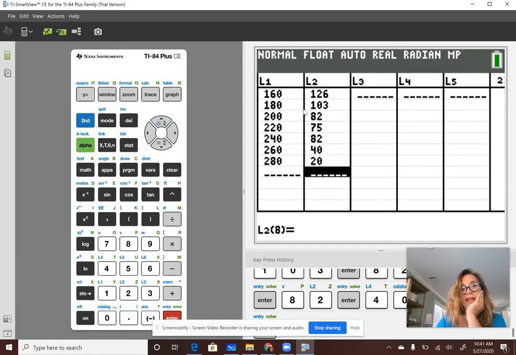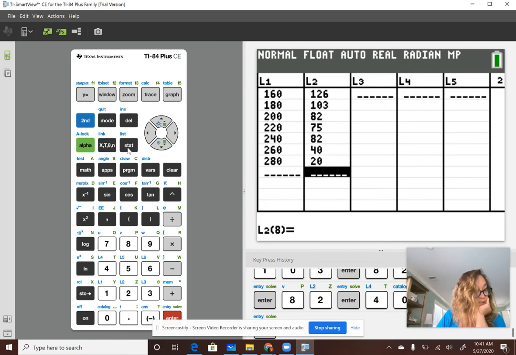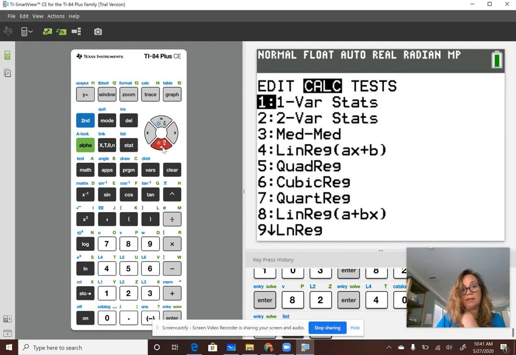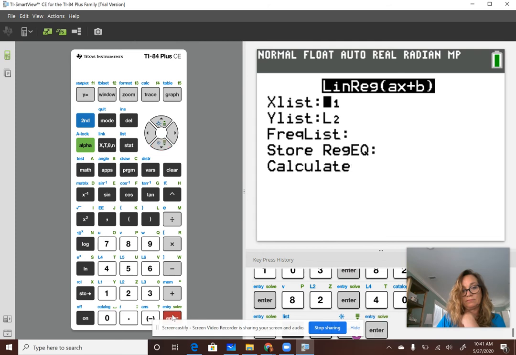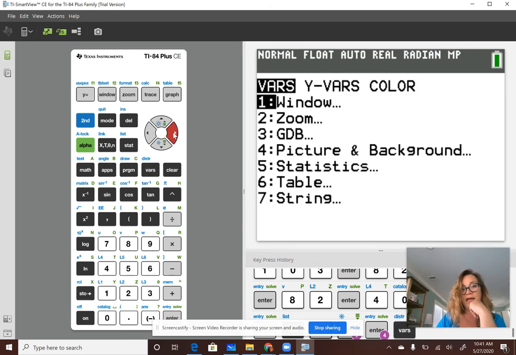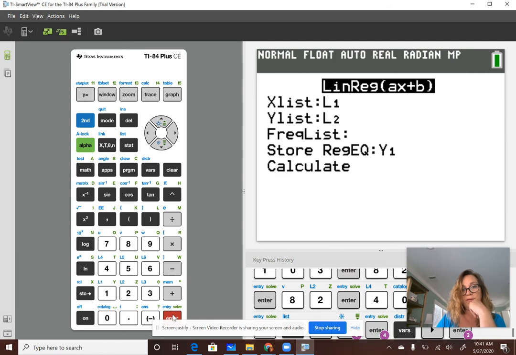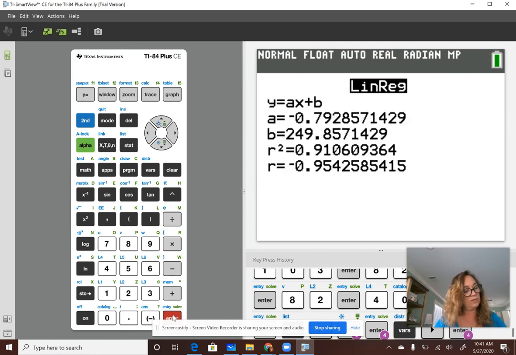Okay, so you type in your data to your L1 and your L2, and then they're basically telling you what to do. It says state the linear regression function. So what do they want you to do? Linear regression. So stat, calc, linreg. Make sure that's where you typed your stuff. I usually send it to my Y sub 1, so I'm just going to do it even though I'm probably not going to look at the picture. To send it to your Y sub 1, you hit vars, arrow over to Y vars, enter, option 1, calculate, booyah.